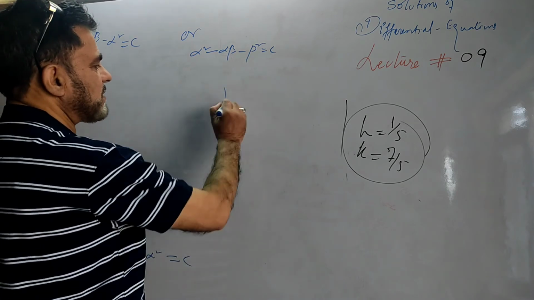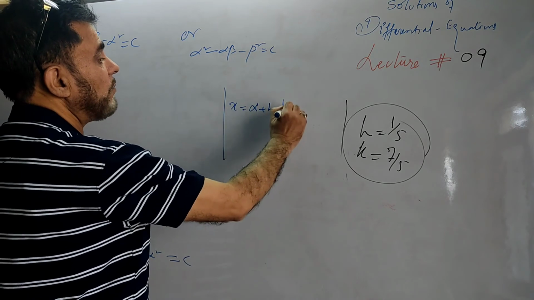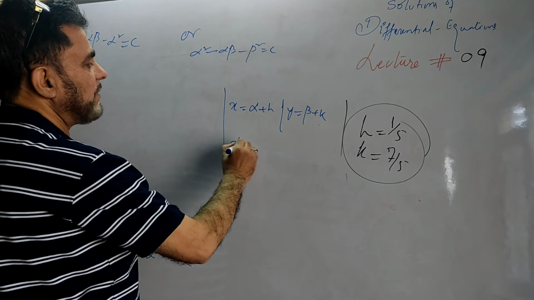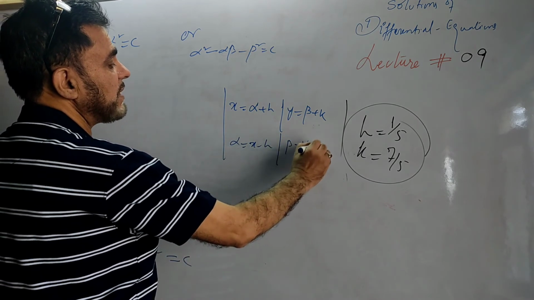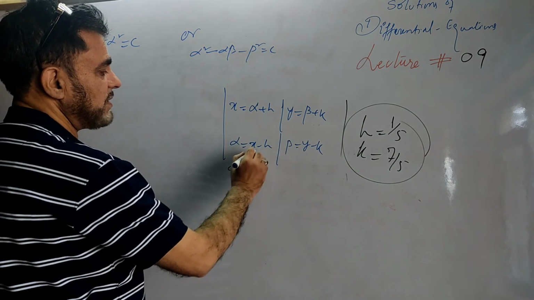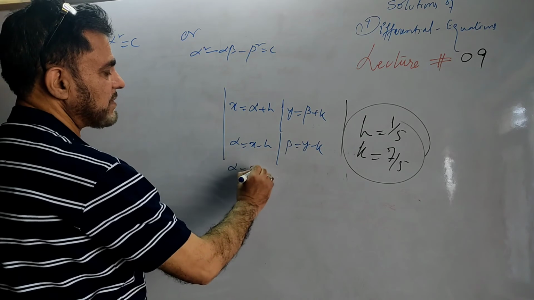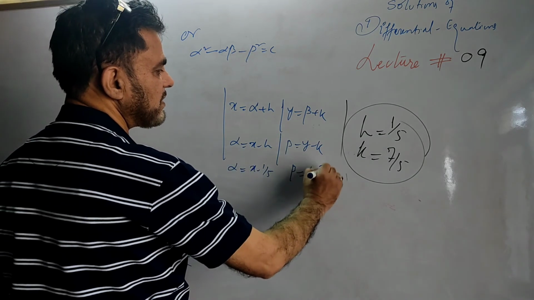Now what is your x? X is your alpha plus h, y was your beta plus k. That means alpha is x minus h, beta is y minus k. Therefore your alpha is now x minus 1 by 5 and beta is your y minus 7 by 5.